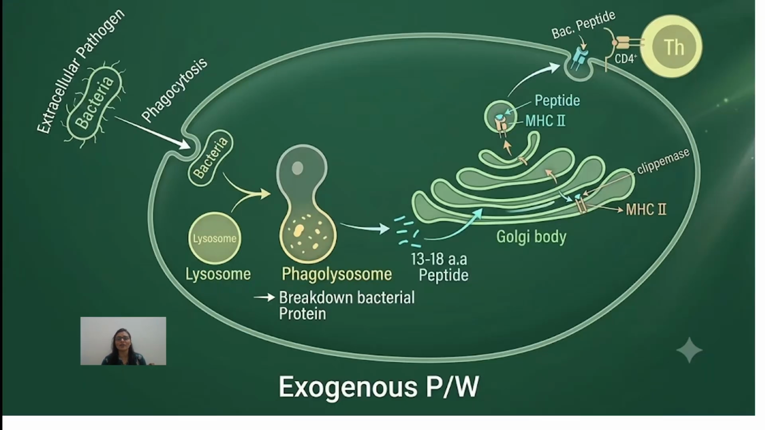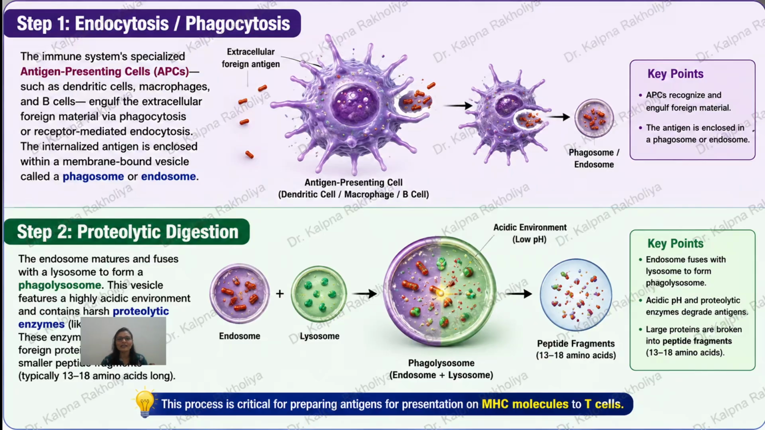In the exogenous pathway, you have to remember three things. It is the most important. Here, a pathogen or antigen is extracellular. It may be bacteria, fungi, or toxin. Second thing you have to remember: MHC class II molecules are present only on professional antigen presenting cells, that are dendritic cells, macrophages and B cells. Third thing you have to remember: MHC class II only presents peptide to the T helper cell having a CD4 positive receptor. So let's start with the exogenous pathway.